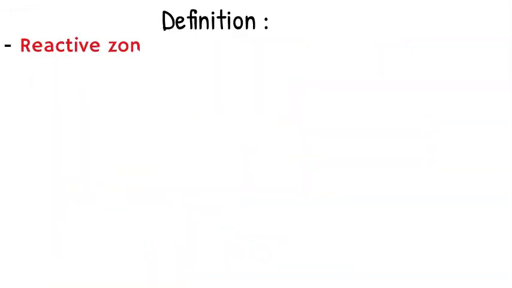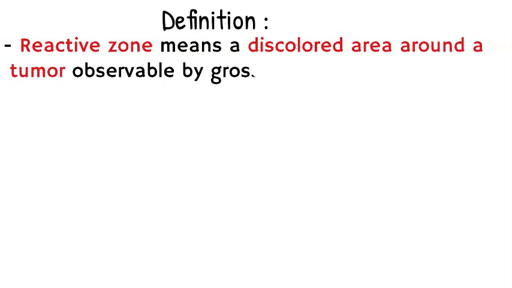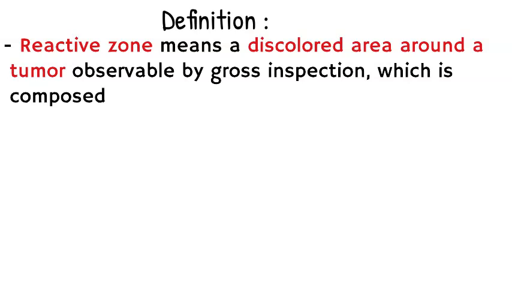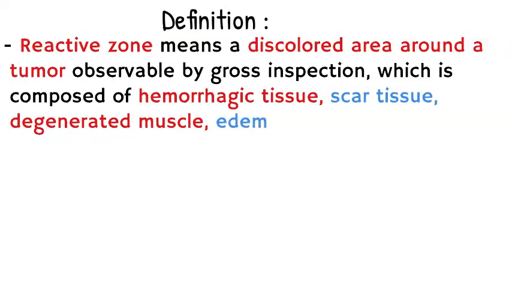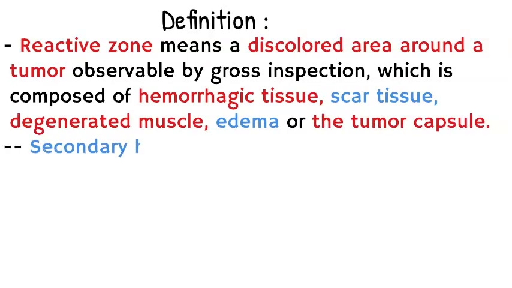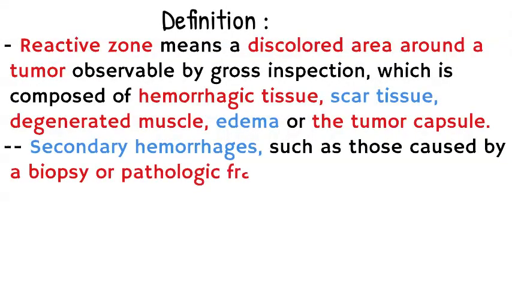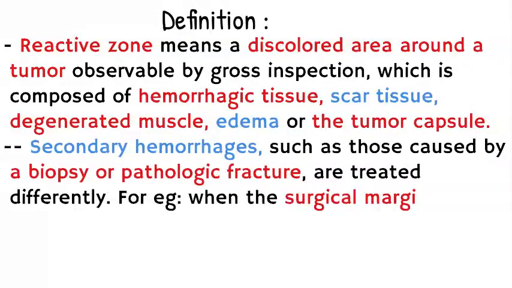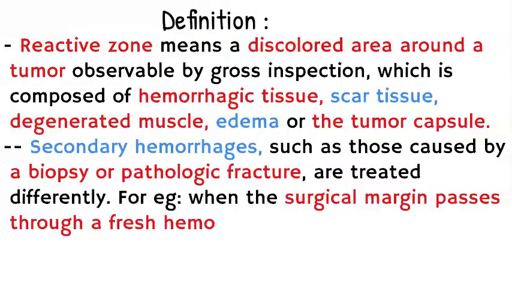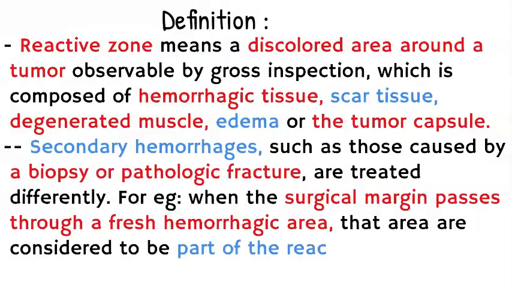Reactive zone means a discolored area around a tumor observable by gross inspection, which is composed of hemorrhagic tissue, scar tissue, degenerated muscle, edema, or the tumor capsule. Secondary hemorrhages, such as those caused by a biopsy or pathologic fracture, are treated differently. For example, when the surgical margin passes through a fresh hemorrhagic area, that area is considered to be part of the reactive zone.